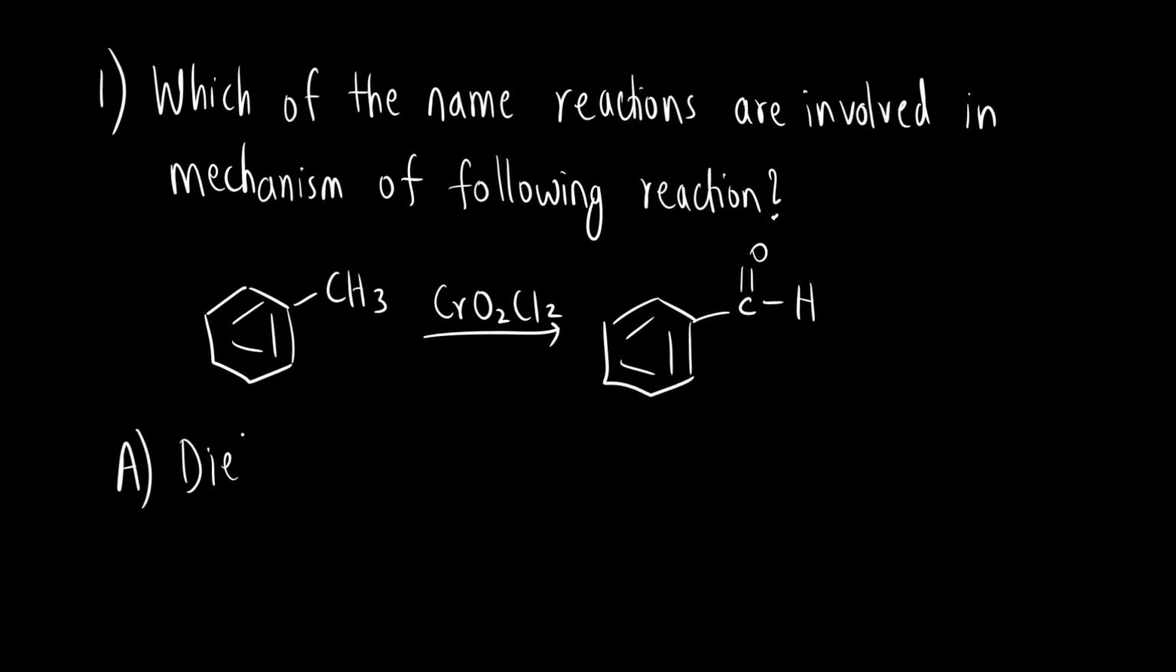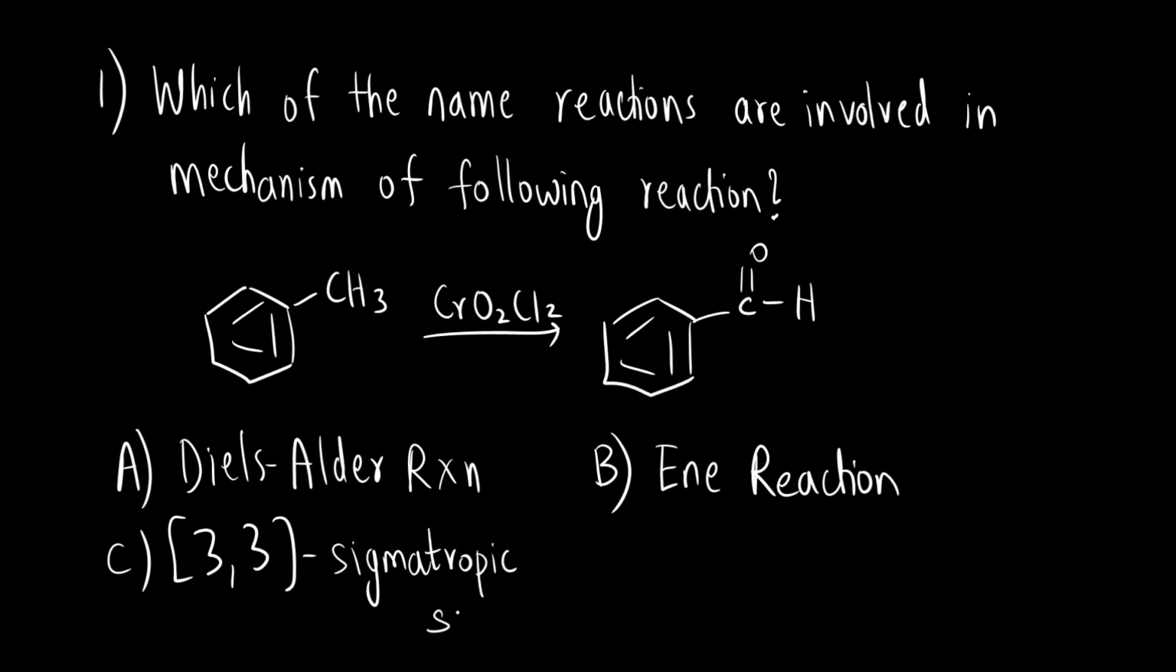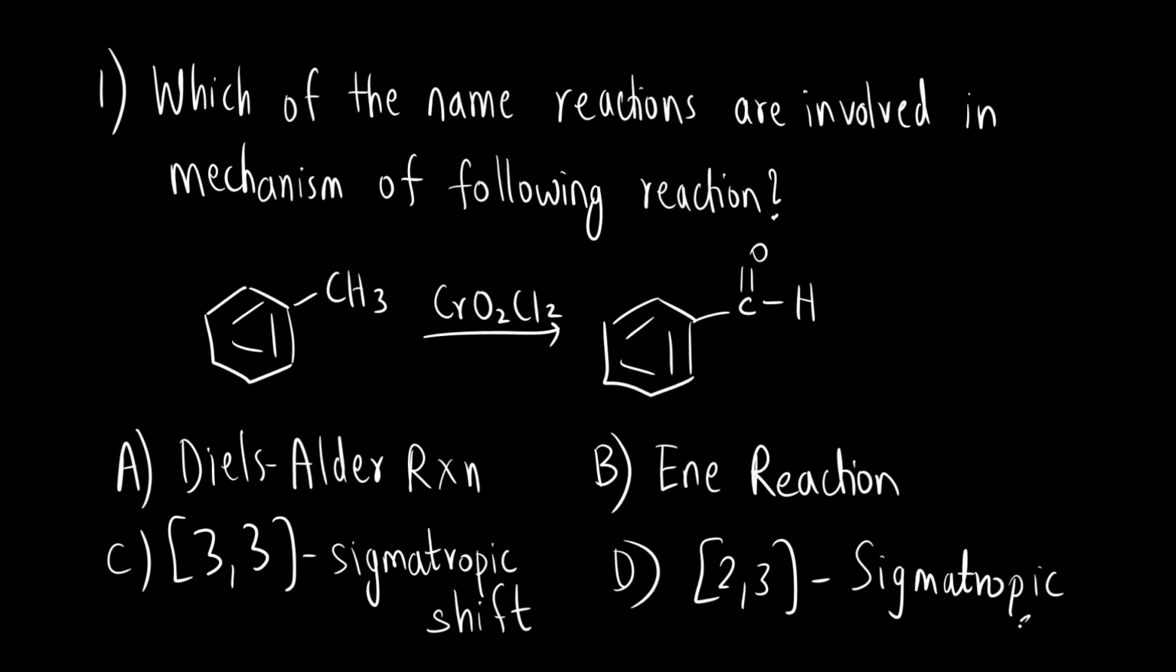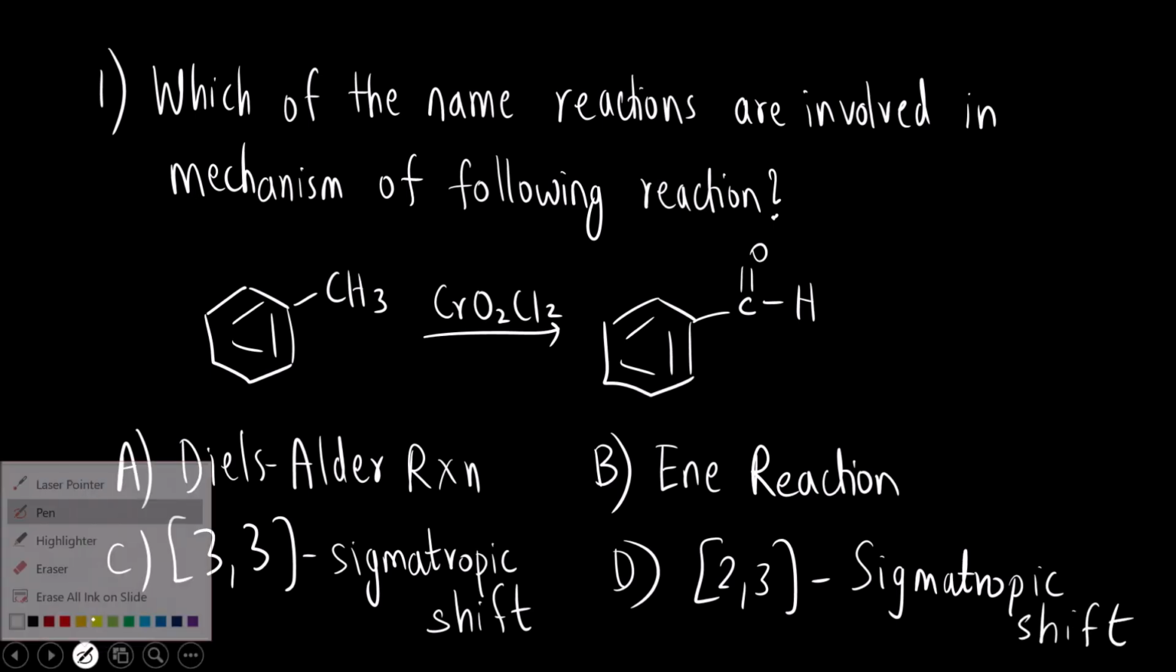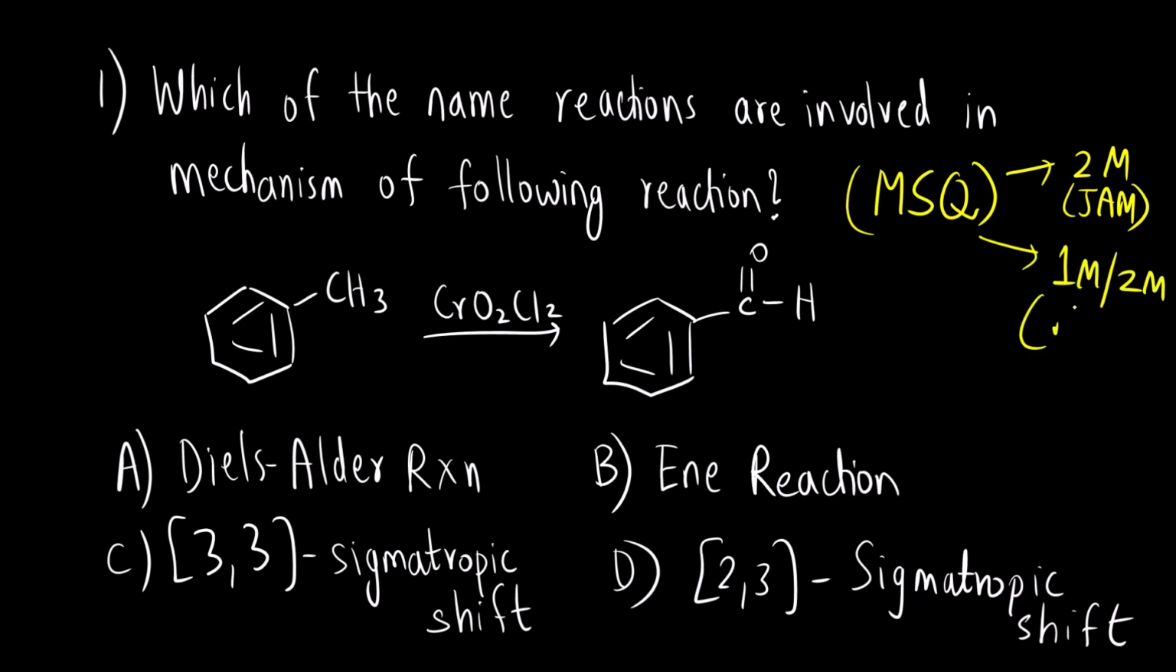First is Diels-Alder reaction. Option B, Ene reaction. Option C, 3,3 sigmatropic shift. And option 4, that is 2,3 sigmatropic shift. This type of question can be asked for 1 mark in the MSQ section. For 2 marks in JAM it is asked, in the JAM exam, and it can be asked for 1 mark or 2 marks in the GATE exam as well.